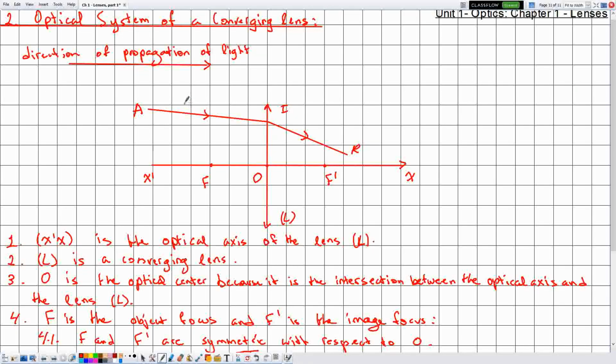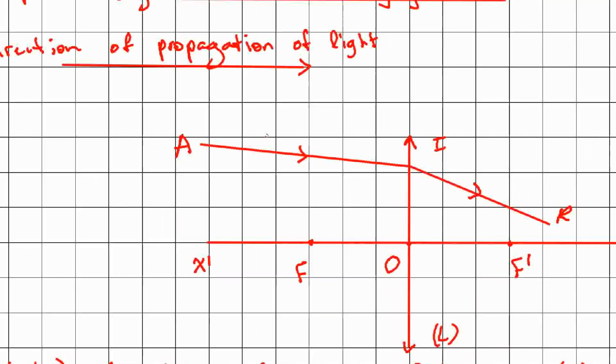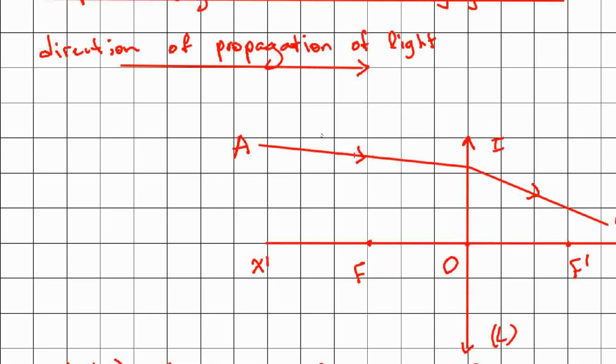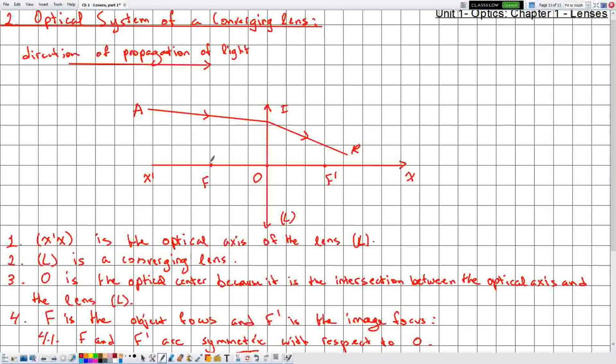These arrows that I have drawn here indicate the direction of propagation of light, which is from left to right. Whenever in optics we need to draw a ray of light, we need to draw arrows on this ray like this that indicate the direction of propagation of light, which means that light is traveling from left to right.